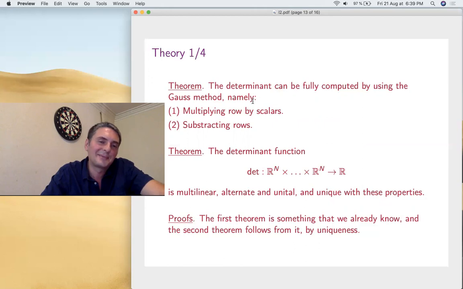Why? Because of this. Such a function can also be compared to the Gauss method, right? And it's unique, so it can only be the determinant. So this is something useful. Some people even take it as a definition for the determinant. It's a bit crazy, but it's quite useful. We'll use it later.